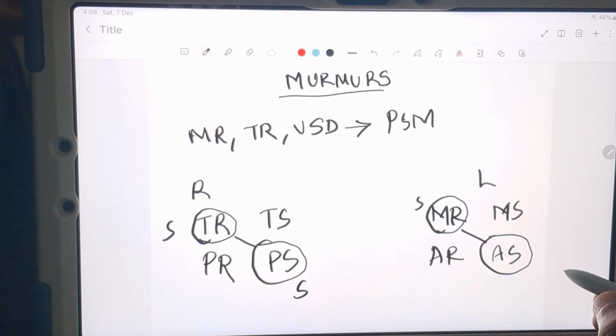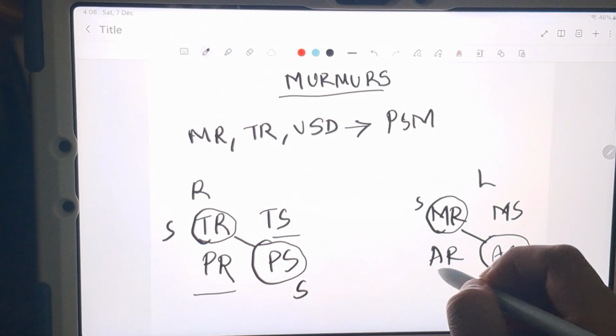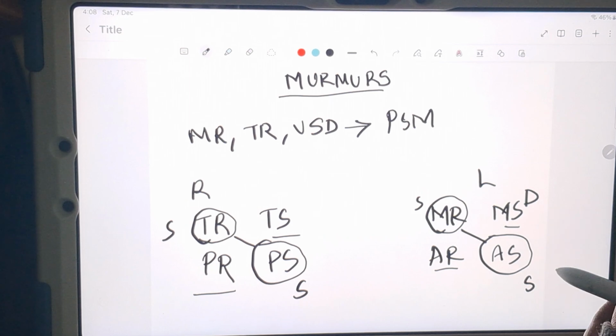PS, pulmonary stenosis, and aortic stenosis will also have systolic murmurs. The rest of these have all got diastolic murmurs.